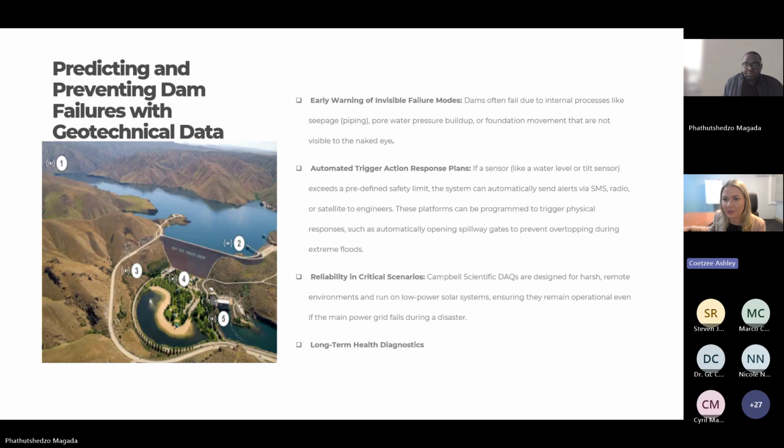He's asking, can we use Campbell's VW analyzer to read sensors from other brands? Yes. The simple answer to that is yes. It's a VW analyzer, an instrument that we use for auditing. So it doesn't matter where the sensor is coming from. We design our system in such a way that it accommodates third-party sensors. So yes, the answer is yes.